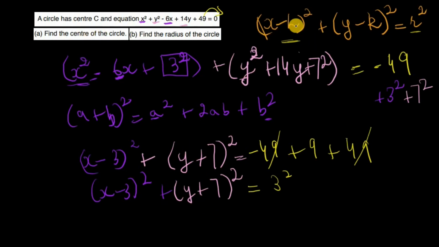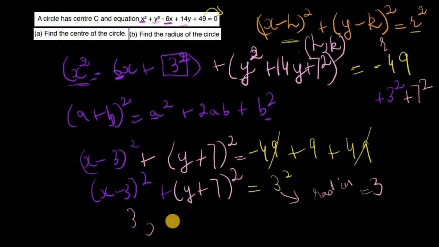In this form, our center was h comma k, and our radius was r. So whatever the term is on the right side, I'm going to take the square root of that to get to the radius. So our radius is just going to be 3, and our center will be 3 comma negative 7. That's your center, and that's how you find the center and radius from the expanded form.